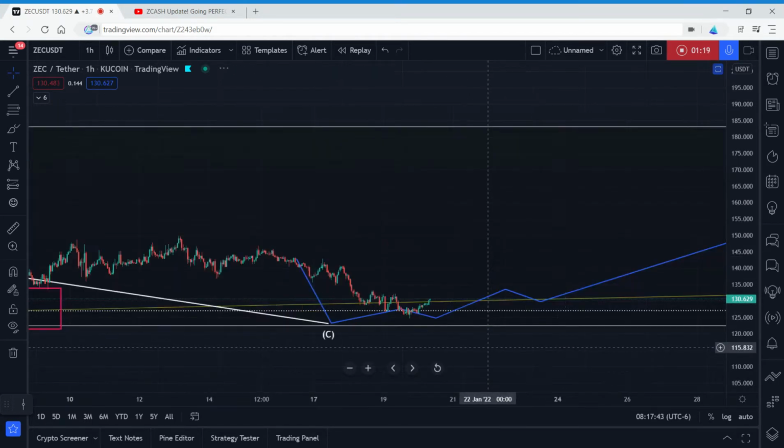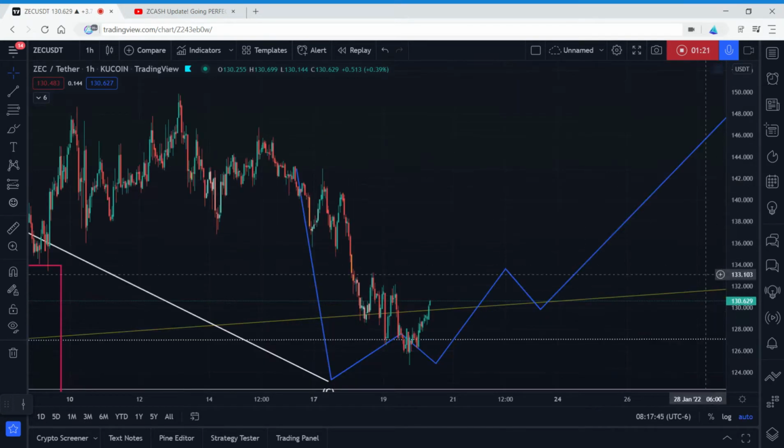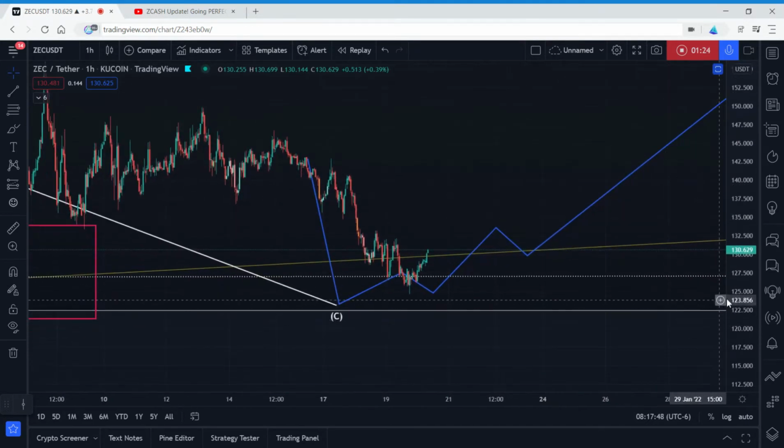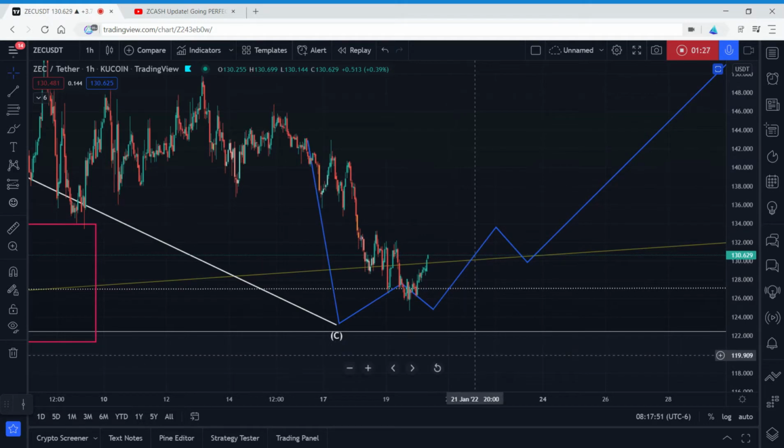And if we zoom in even a little bit more, you can see that the exact level that I was looking for was pretty much hit. If you watch the previous Zcash update, I was saying, hey, we need to get down to the 126 to 122 level to really solidify that C wave bottom and be good for continuation. And then we would ultimately reclaim our A wave low support, and then even better, break back into the trend line. And that's exactly what's happening right here.